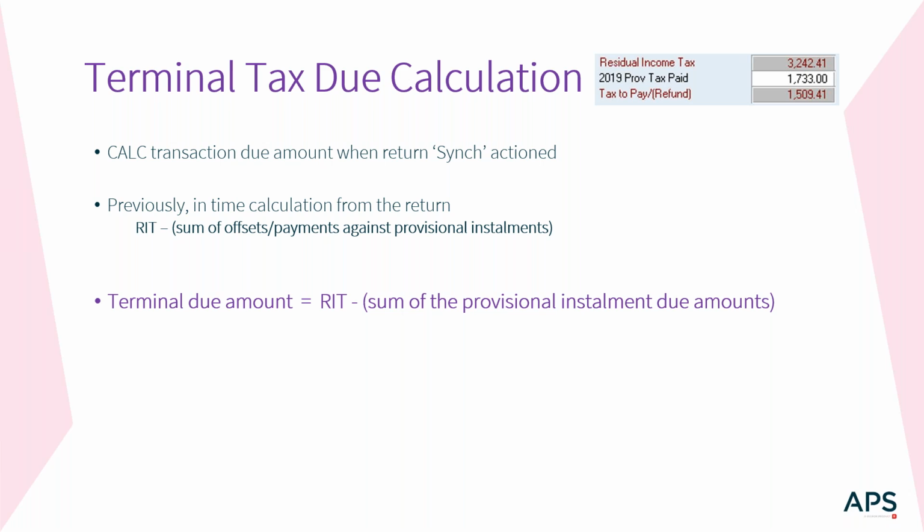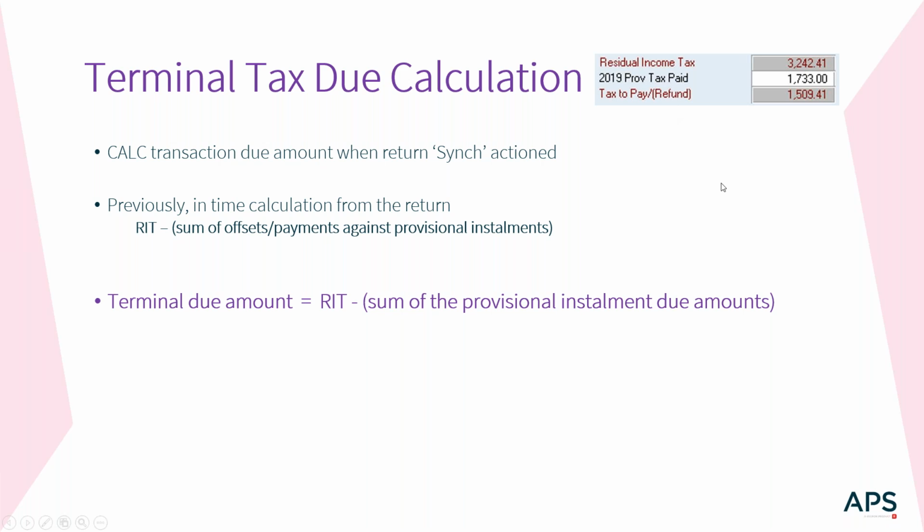Now in many cases where either there aren't any installments due and there are no provisional payments, or provisional installments have been fully paid, the net effect is the same. But obviously in some cases where either provisional installments didn't need to be paid or have not been completely paid, then the new calculation is subtly different.